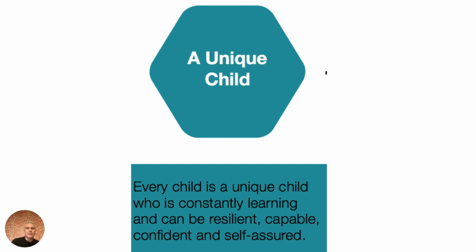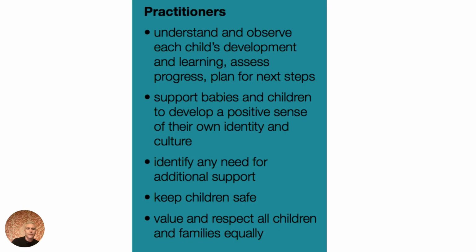So just taking a deeper dive then, a unique child. Every child is unique. Children are constantly learning and can be resilient, capable, confident, and self-assured. So in order to support that, what practitioners can do is understand and observe each child's development, their learning, assess progress, and plan for next steps. And that is really what observation is all about. Observation supports us to do those things.